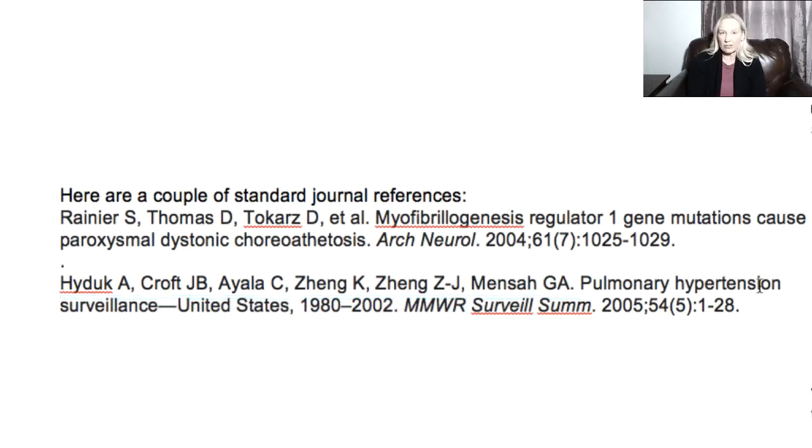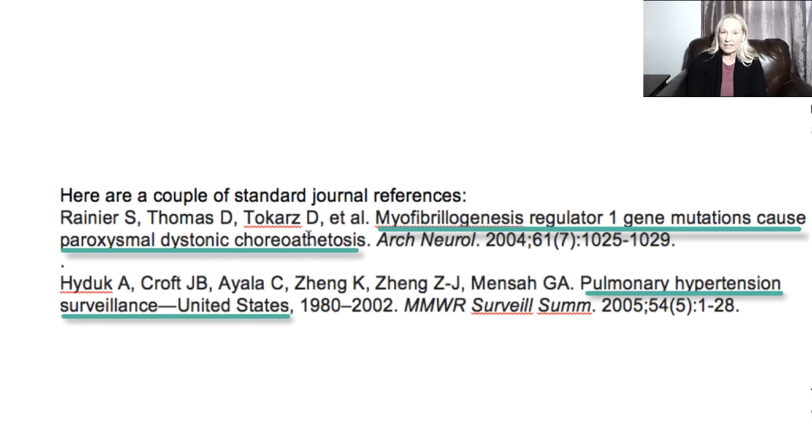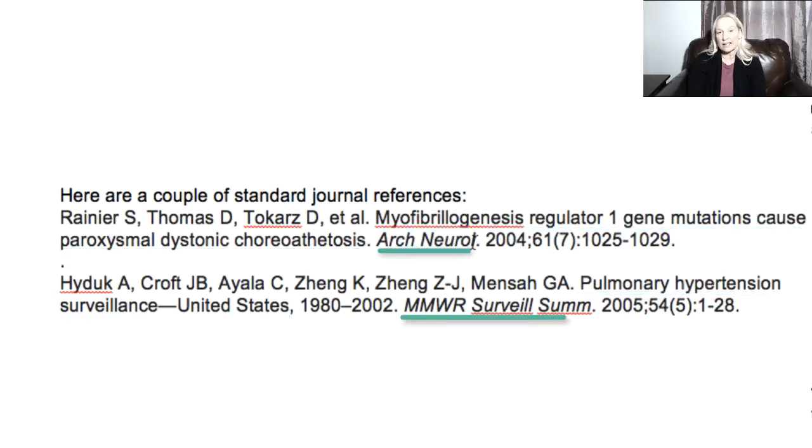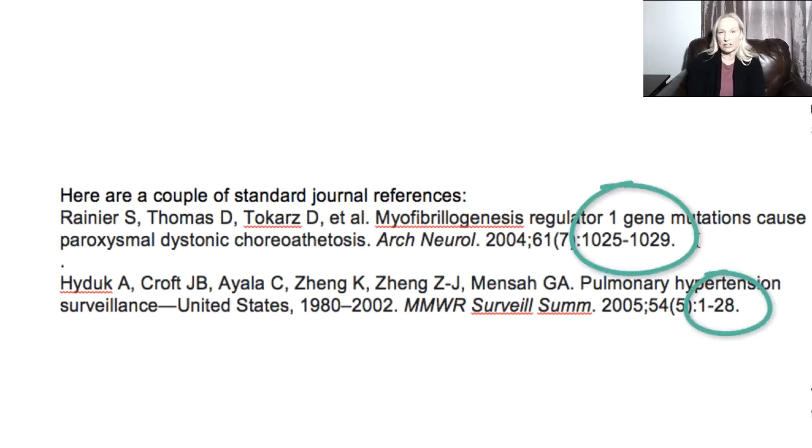Next, you have the article title, which should be in sentence case with only proper nouns capitalized. Then you have the journal name, italicized, a period, and then the year, a semicolon, volume number, issue number in parentheses, a colon, and then inclusive page numbers. Inclusive means that you would write 1025-1029, not 1025-29.